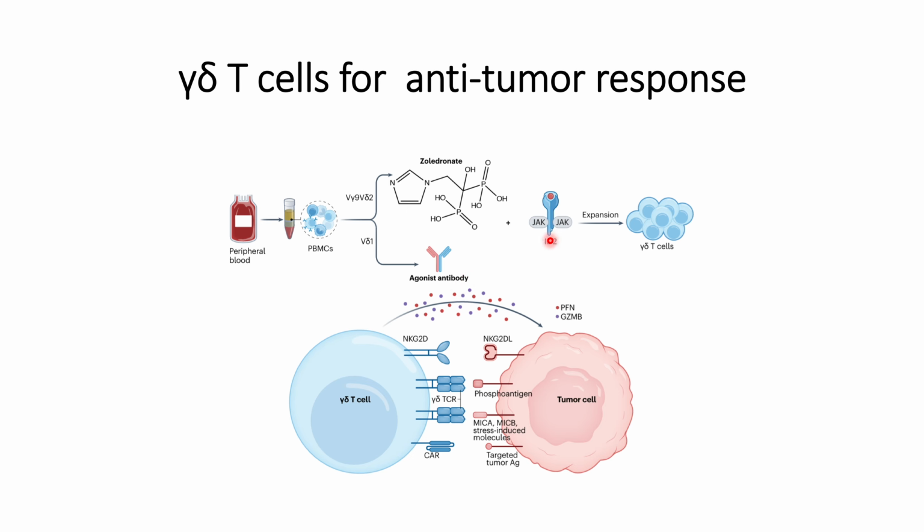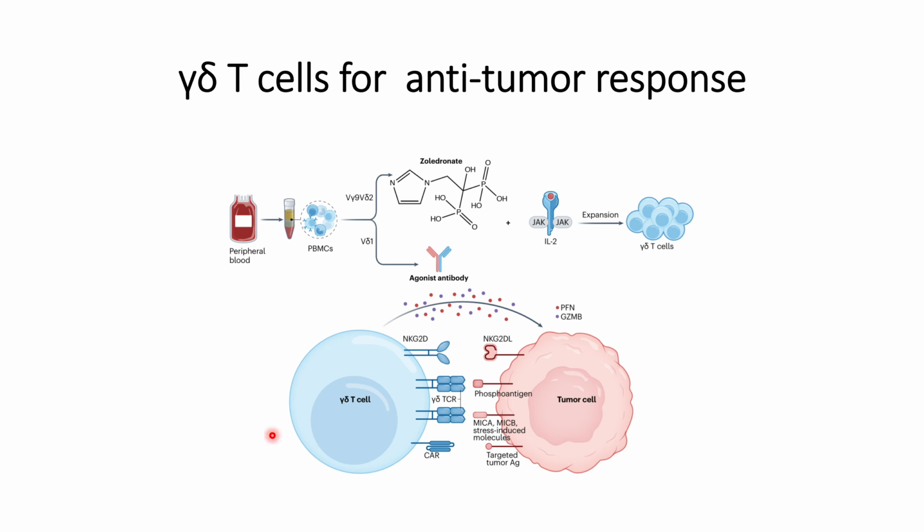They need interleukin 2 to trigger the JAK signaling pathway that helps in the expansion of these PBMCs. The other way is to use the reagent Zoledronate for V gamma 9 V delta 2 cells, and along with that they can also use IL-2, and that will also cause the expansion and formation of these gamma delta T cells.